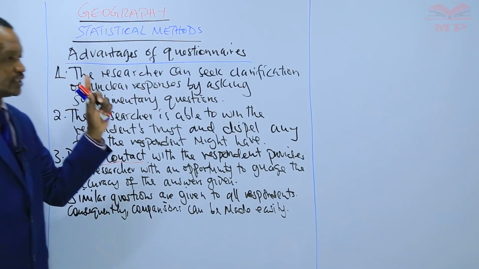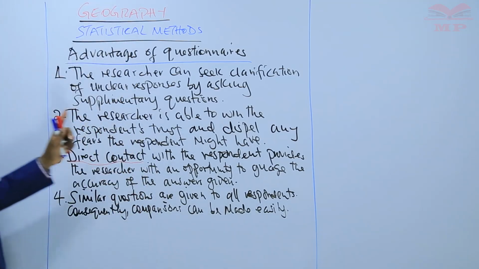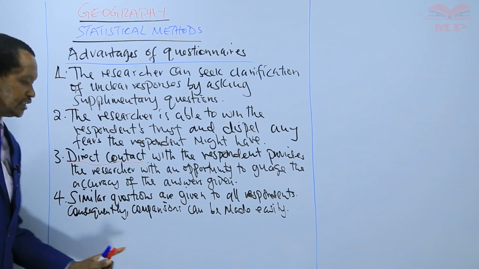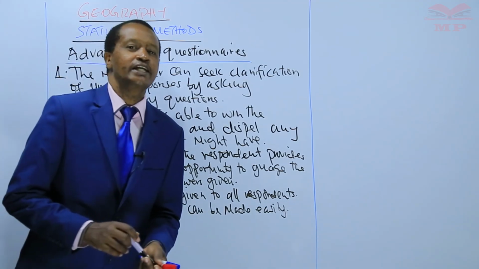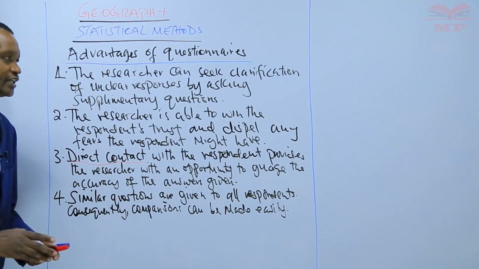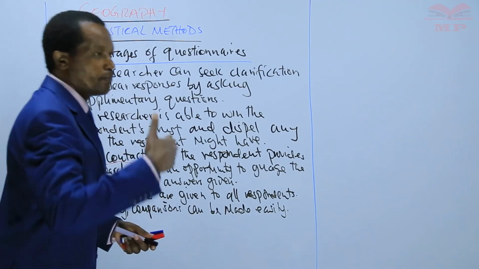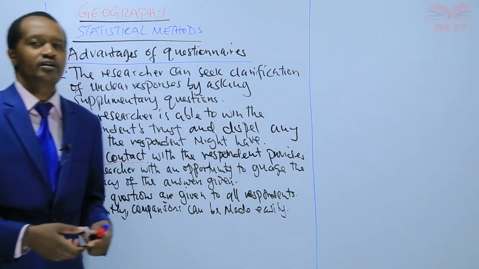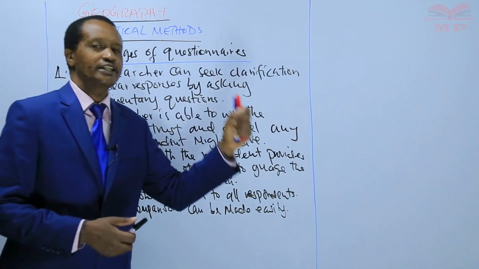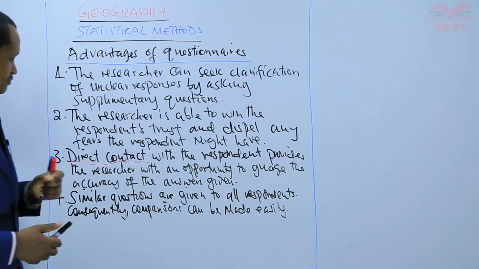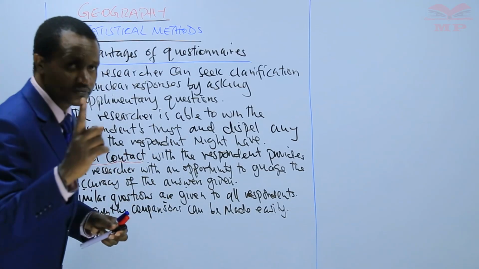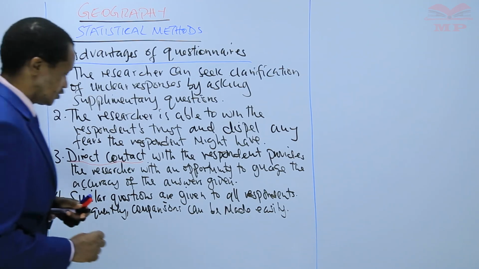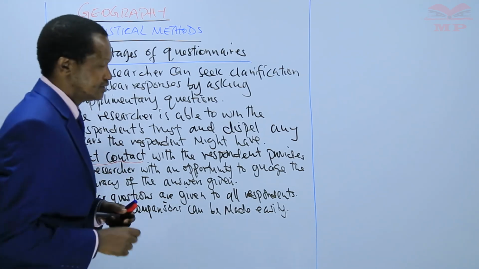When using questionnaires to collect data, similar questions are given to all respondents. Consequently, comparison can be made easily. That is an advantage. Sometimes it's important to compare data, and you can only compare data if the questions that were asked are similar. All right? Is that clear, learners?